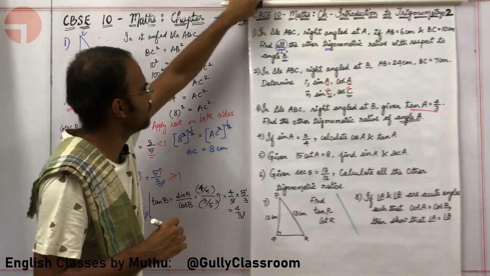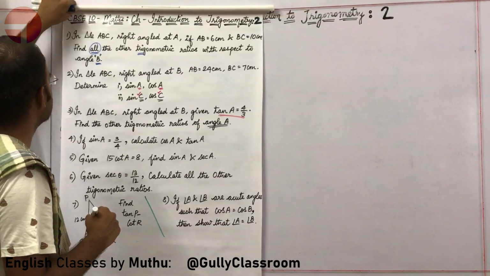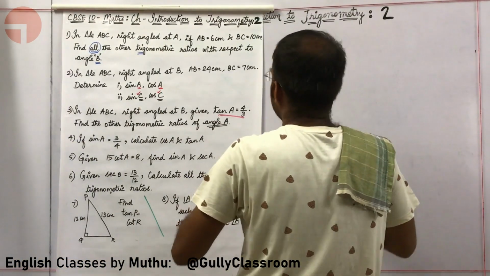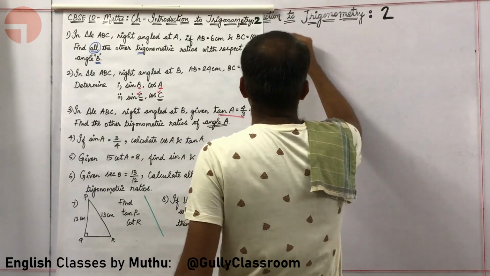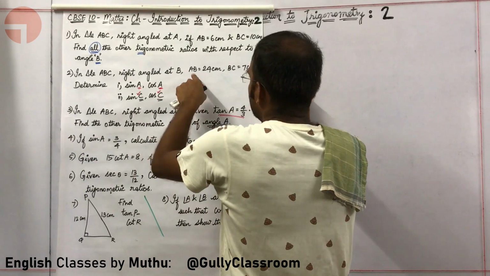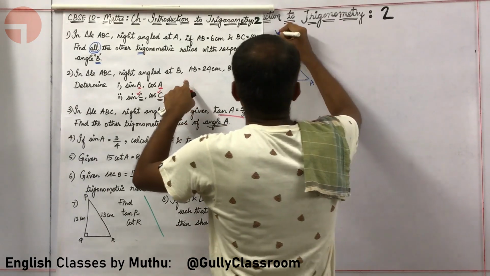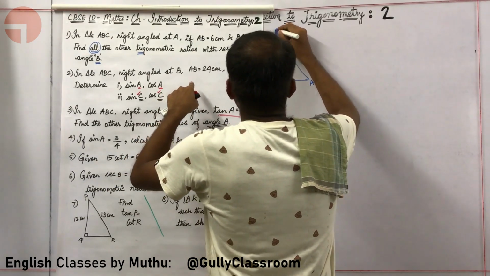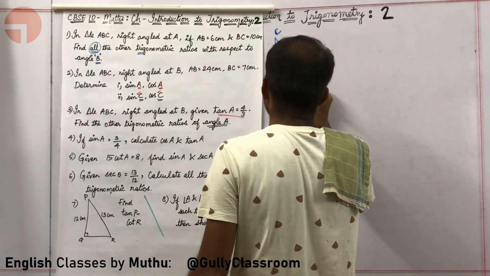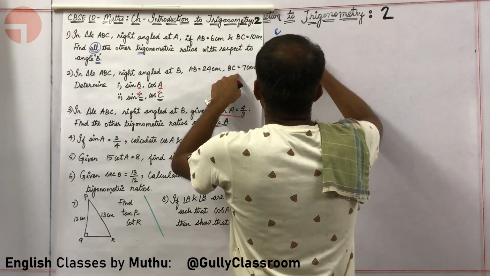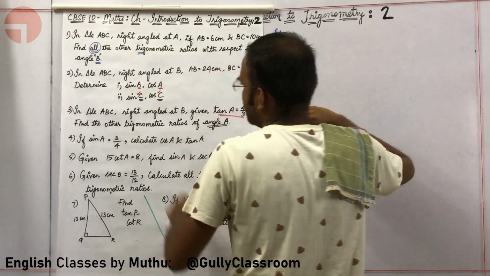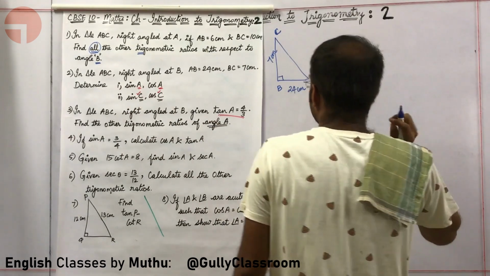Okay, let us go for the second problem. In triangle ABC, right angled at B. So we are taking a triangle ABC. This particular triangle is right angled at B. Let us take this as A. Let us take this as C. Now AB is 24 centimeters, BC is 7 centimeters. They are asking us to determine these particular trigonometric ratios.